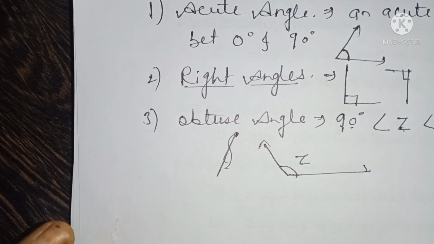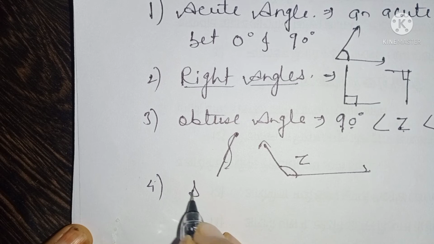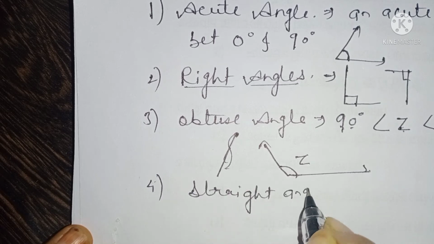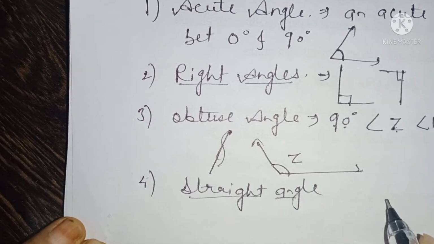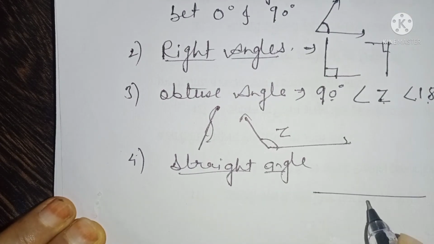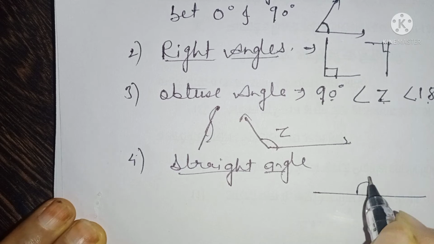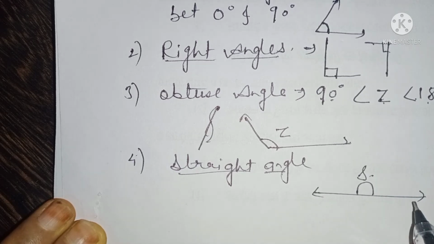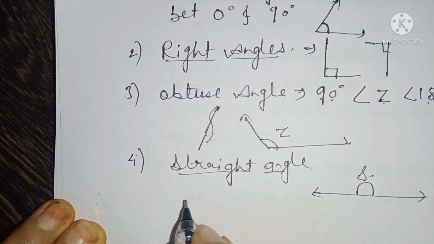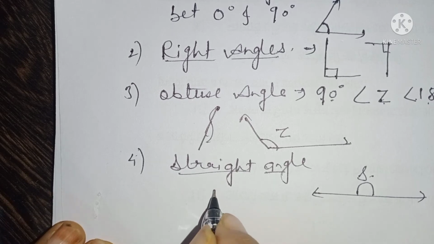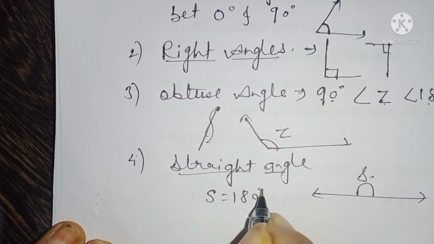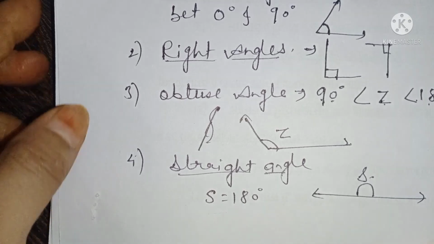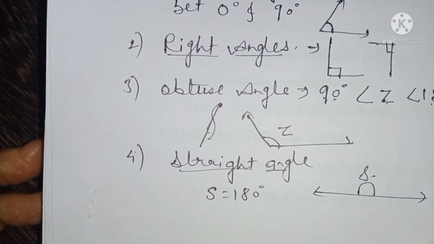Now the next, fourth, is straight angle. As the name indicates, straight angle means straight, a straight line. So this can be like this. This is your straight angle. Suppose this is my angle S. A straight angle measures exactly 180 degrees. So a straight angle is equal to 180 degrees. So how much will S be here? Exactly 180 degrees. It will always form a straight line. If it is 180 degrees, then you can say it is a straight angle.